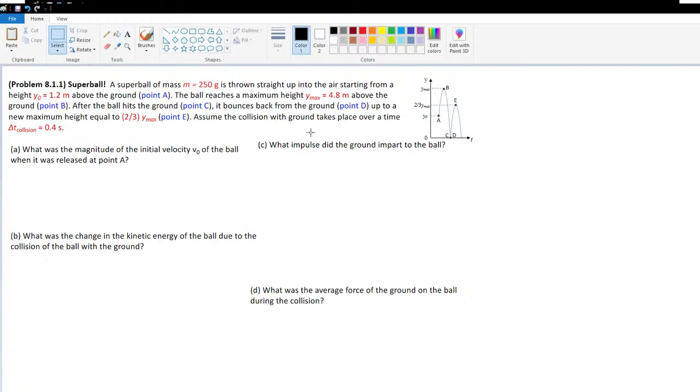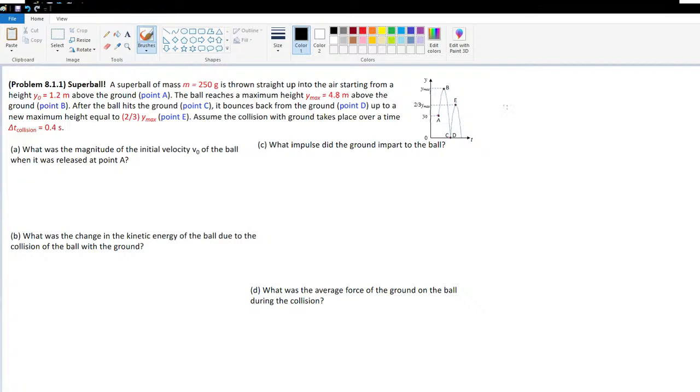super ball. A super ball of mass 250 grams is thrown straight up in the air, starting from a height 1.2 meters above the ground. The ball reaches its maximum height, 4.8 above the ground. After the ball hits the ground at point C, it bounces back from the ground point D up to a new maximum height equal to 2/3 of y max. So we have a bunch of variables here, and I find it is always very helpful to just draw a new picture, labeling everything you can.